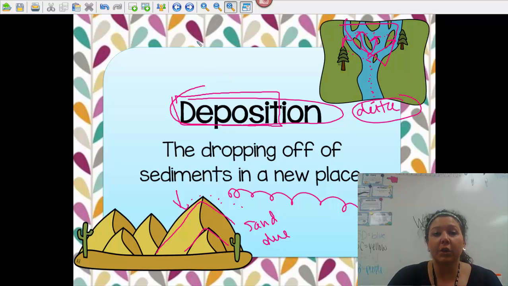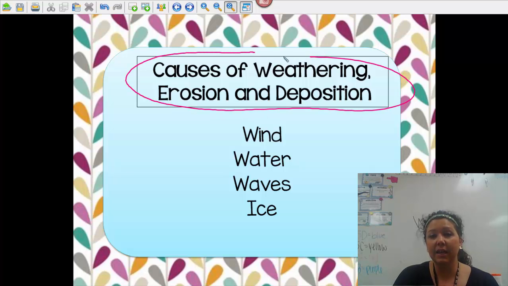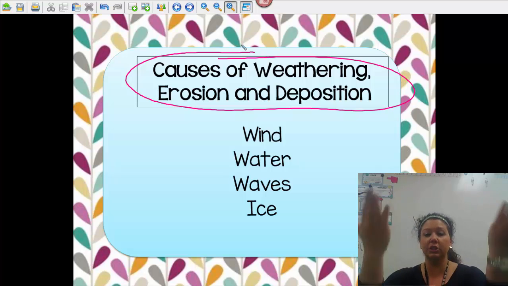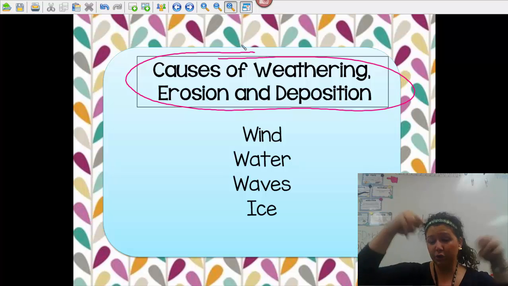Okay. Those three processes are going to affect how our land looks, and there are four main causes of wed. Okay, so weathering, erosion, and deposition can be caused by the wind. It can be caused by water. It can be caused when those waves crash on the shore, and then it can also be caused by ice. Okay, wind, water, waves, and ice can cause sediments to break down. They can cause sediments to move. And they can cause sediments to drop.